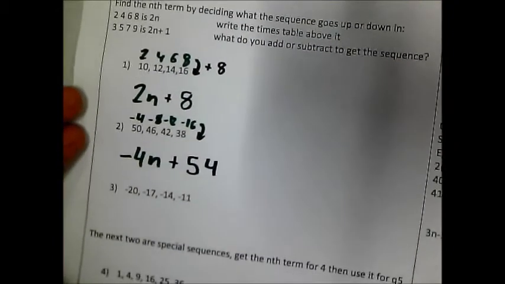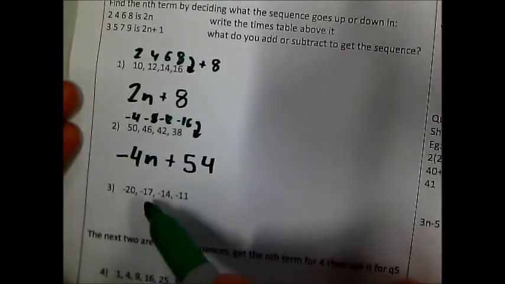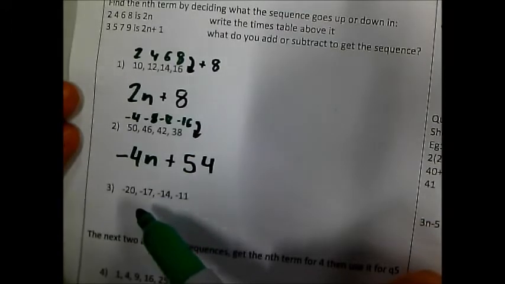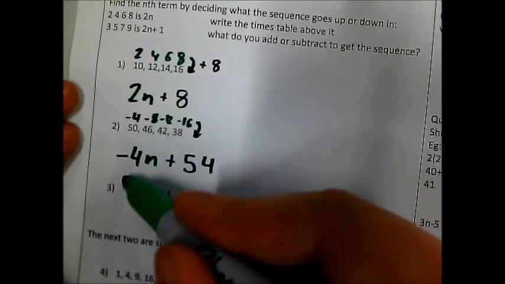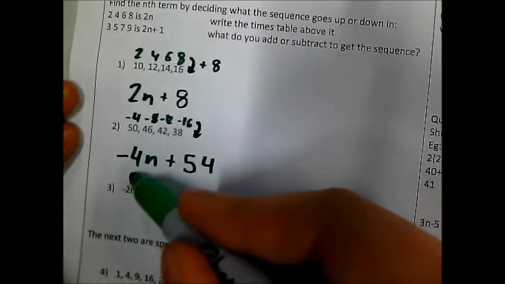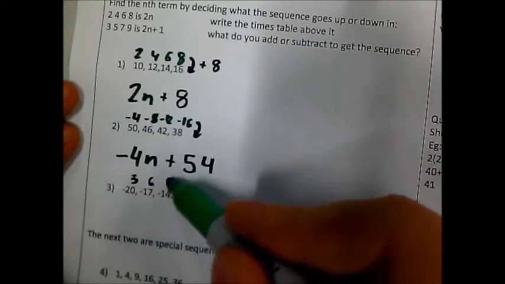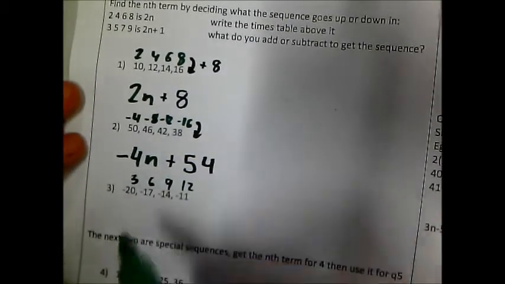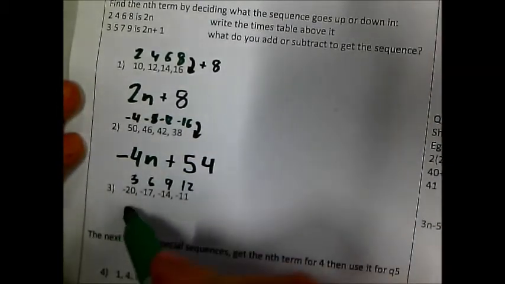The next question: negative 20, negative 17, negative 14, negative 11. To go from negative 20 to negative 17, I need to add 3, so it's going up in 3s. So I need to write down the 3 times table: 3, 6, 9, 12. So that green bit is 3n.